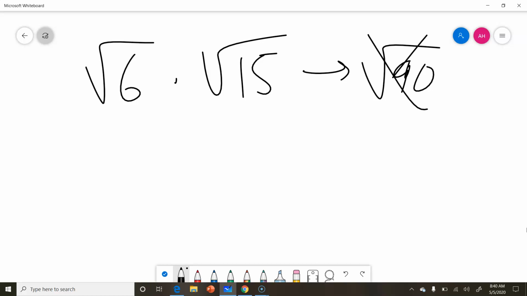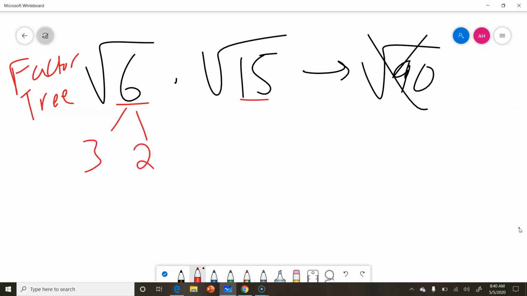So what I need to do, and this is really weird, is I need to do a prime factorization tree. I need to do what's called the factor tree, which you guys are pretty good at doing. So I need to do a factor tree of each one of these. What is the factor tree of 6? That's getting down to the prime numbers, which is 3 times 2. And what is our factor tree here? 3 times 5. Now all I'm looking for is matching numbers, and I see that here's a 3 and here's a 3.